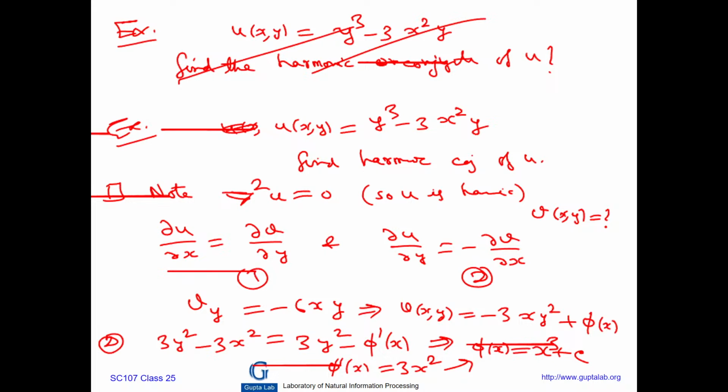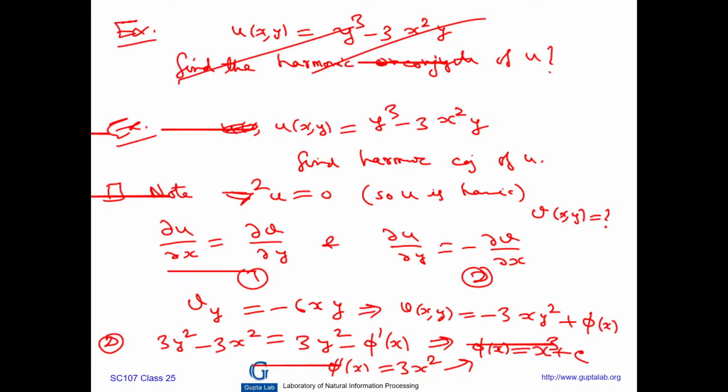So u is harmonic, we need to find v, just substitute. We know that if f is analytic, it will satisfy the Cauchy-Riemann equations. From there, u is given, v is unknown. You can find v from the Cauchy-Riemann equations, right? So v_y is equal to this. When you integrate with respect to y, keeping x constant, the constant can come as a function of x, because if you differentiate with respect to y, it will go to 0, right?